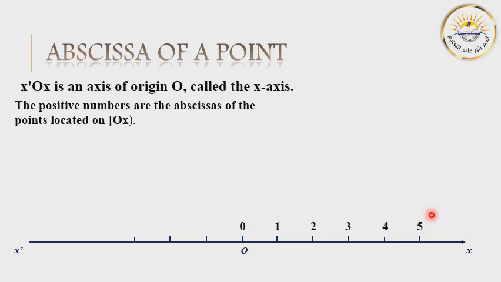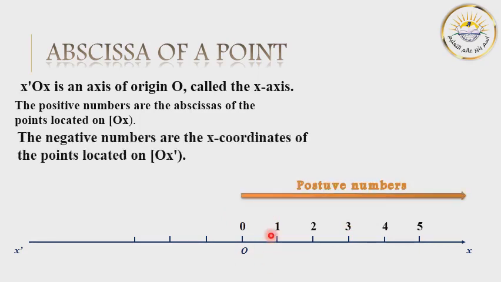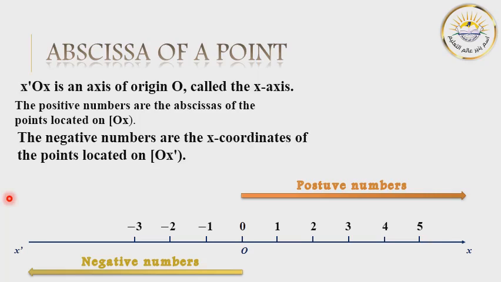We have 1, 2, 3, 4, 5. All these points are located to the right of the midpoint O. Positive numbers. The negative numbers, or the negative abscissas, are located between X prime and O. So as much as we go towards the left, the numbers become bigger in negative. So -1, -2, -3, like that, -4, -5. These are the negative numbers.